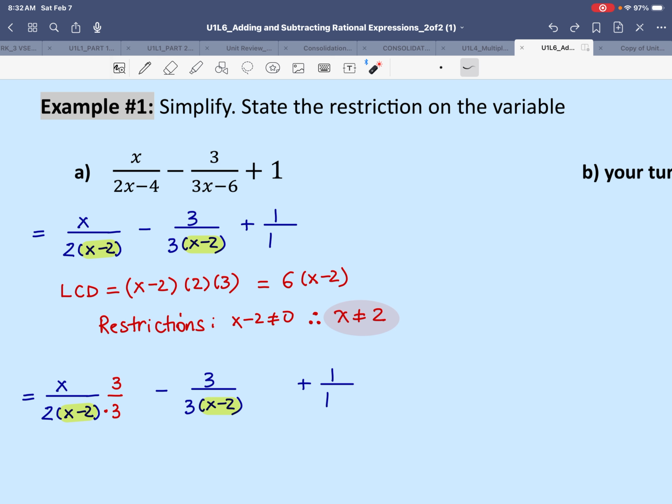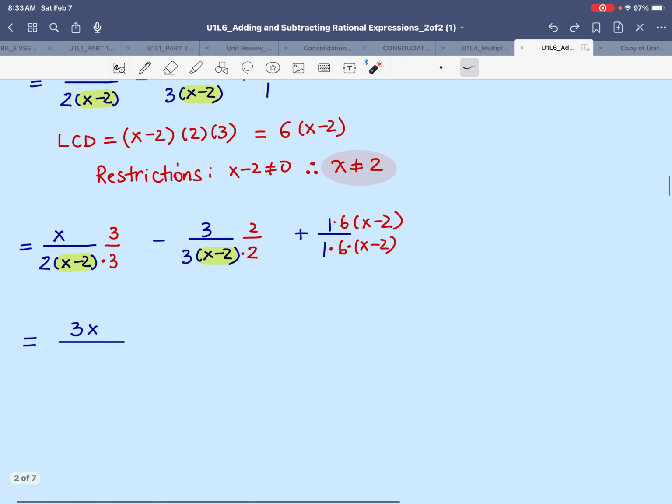So in the next denominator, we have 3(x minus 2). So here we're missing a factor of 2. So we'll multiply both numerator and denominator by 2. And lastly, we have just 1, so we're going to need 6(x minus 2) in here. So we'll multiply both numerator and denominator by the entire lowest common denominator. Now, as you can see, the denominators are the same, but we're going to rewrite this expression one more time, a little bit more neatly.